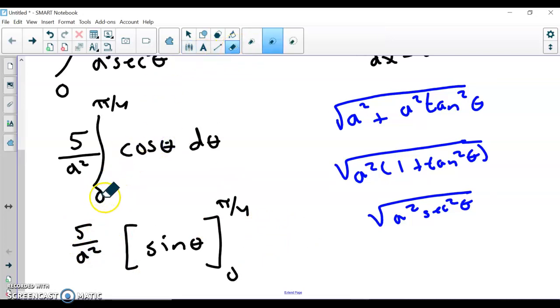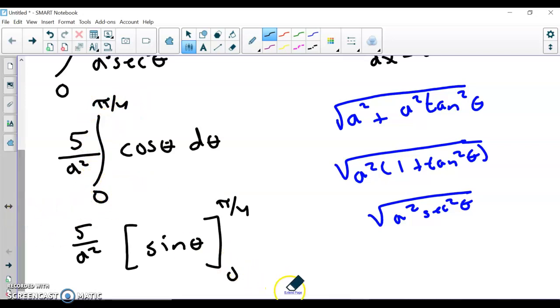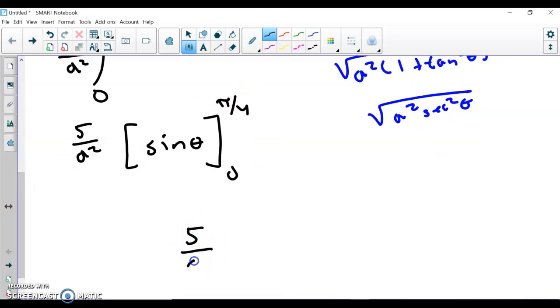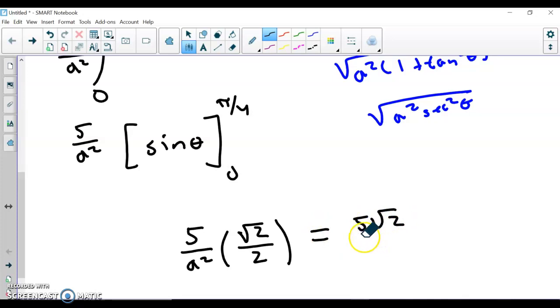So we don't have to put anything back in terms of x. We don't need our right triangle because we substituted our limits, our x values, into theta values anyway. So we can just evaluate directly here because these are theta values. So we've got 5 over a squared times sine of pi over 4, which is root 2 over 2. And then minus sine of 0, which is 0. So the answer looks like it's going to be 5 root 2 over 2a squared.